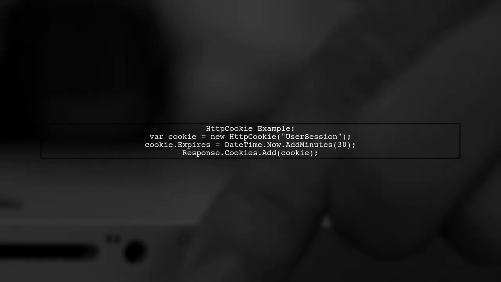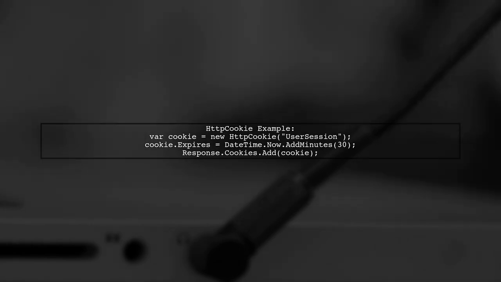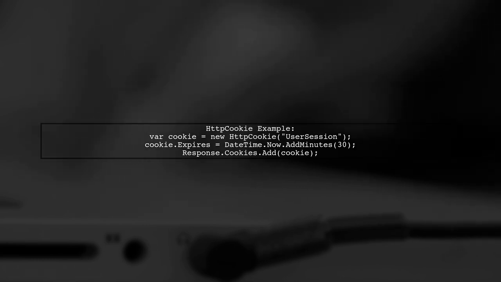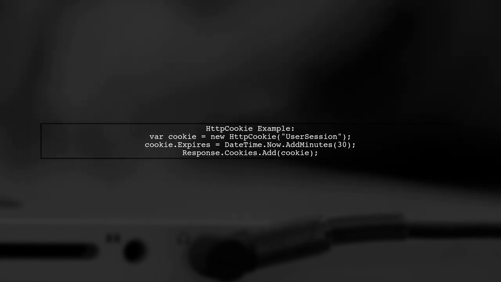When implementing HttpCookie, you can set an expiration date. This means that if the user tries to access the URI after the cookie has expired, they will be redirected or shown an error message.